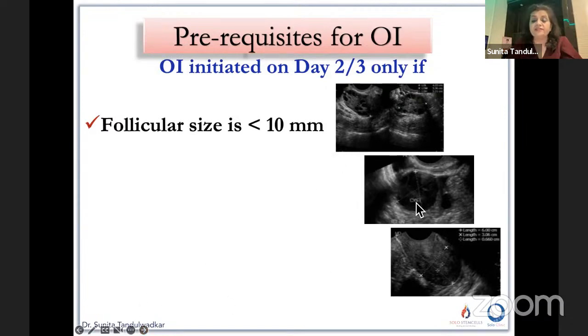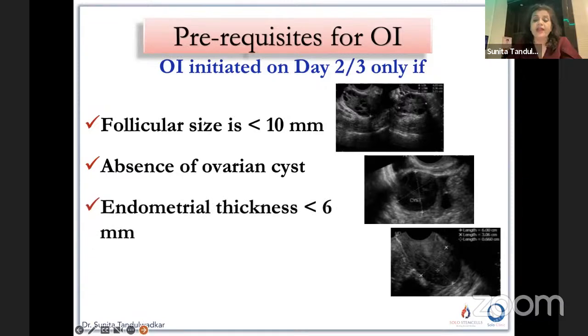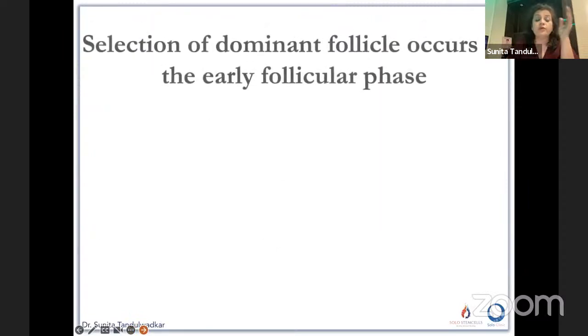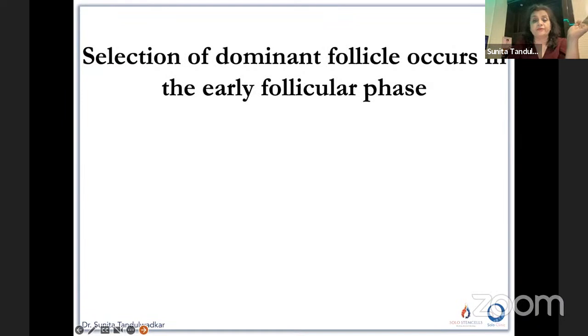And if there is a cyst, we should not be doing any stimulation. So there has to be absence of ovarian cyst, and the endometrial thickness less than 6 mm. On day 2, day 3, if the endometrial thickness is like 1.3 mm, it means she did not have a good withdrawal. It means she definitely has a cyst inside. Always remember, they all go together, and that's where you need to know that before starting, she doesn't have anything remnant from a previous cycle.